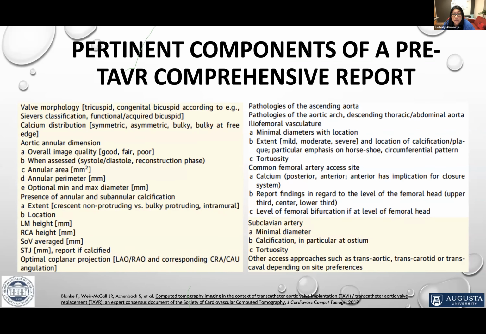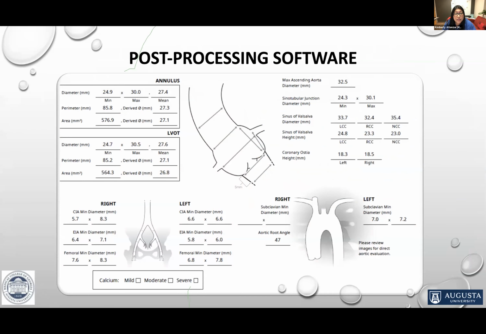And then obviously if it's found that a transfemoral approach is not feasible from the CT scan, then the evaluation of other access points can be started. So after a CT is performed on a patient that's going for TAVR, post-processing is needed to get all of these numbers. There are different software packages on the market that can provide those pertinent numbers, and this is just a sample of one of those.